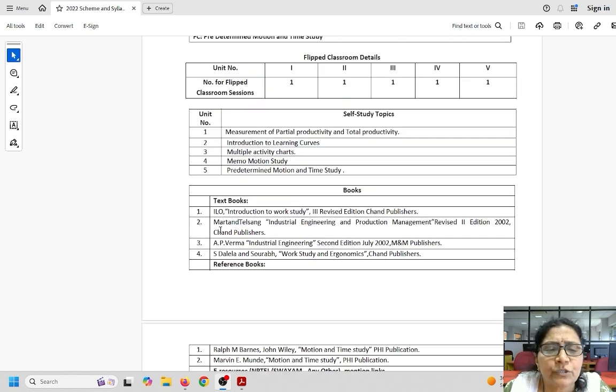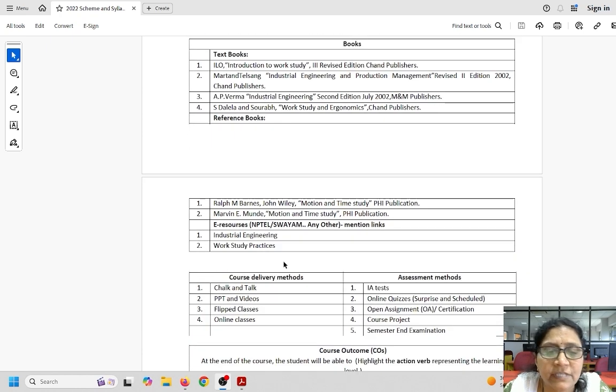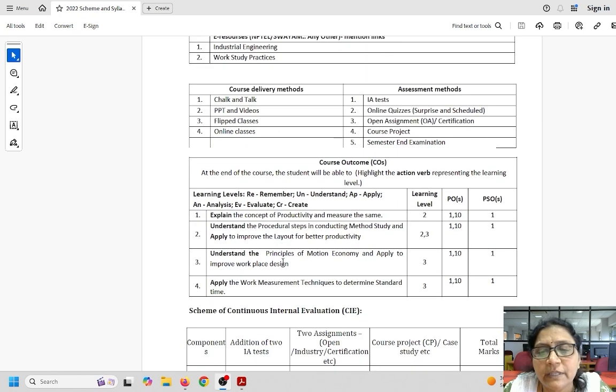Books, textbooks and all reference books are mentioned in your syllabus already. No need to explain that.